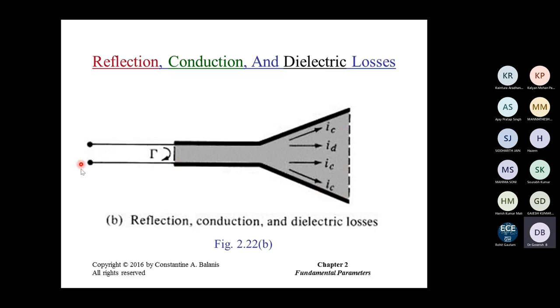What if my reference goes at the input terminals of the transmission line? So there's a transmission line, and then there's an antenna. So my reference is now moving towards the transmission line. Now I should account for the reflection losses also. That is, my reflection efficiency also comes into the picture.